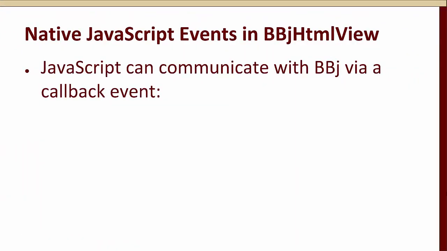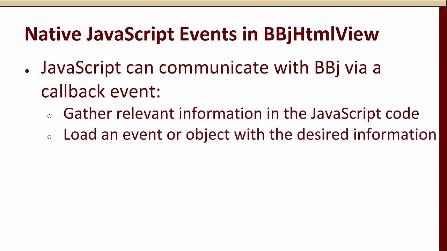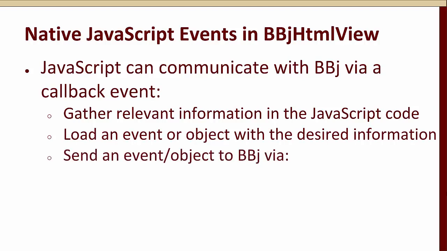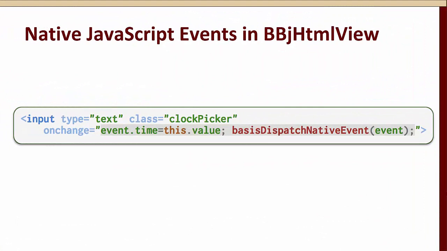Thanks, Nick. So we've seen how JavaScript can communicate with BBj via a callback event, gather relevant information in the JavaScript code, load an event or object with the desired information, and send an event or object to BBj via two methods, basis dispatch native event or basis dispatch custom event. Now, in our next example, we're going to have a look at a clock picker. So this is how we would respond to the onChange event and dispatch a native event to BBj.